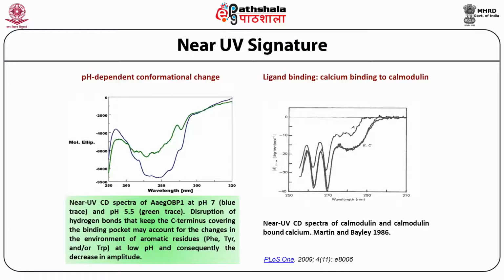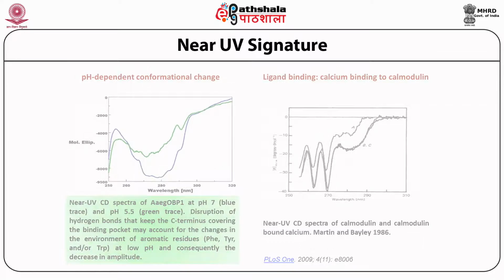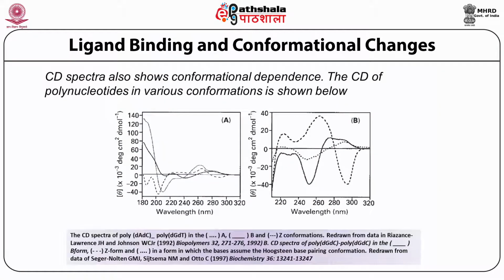In the second graph you can see that ligand binding to calcium calmodulin also induces a conformational change. This is again the near UV CD spectra of calmodulin, and calmodulin binds to calcium, and once it is bound to calcium its conformation totally changes, and that can easily be determined by CD spectroscopy. We discussed the ligand binding and conformational changes which are estimated by CD spectroscopy.